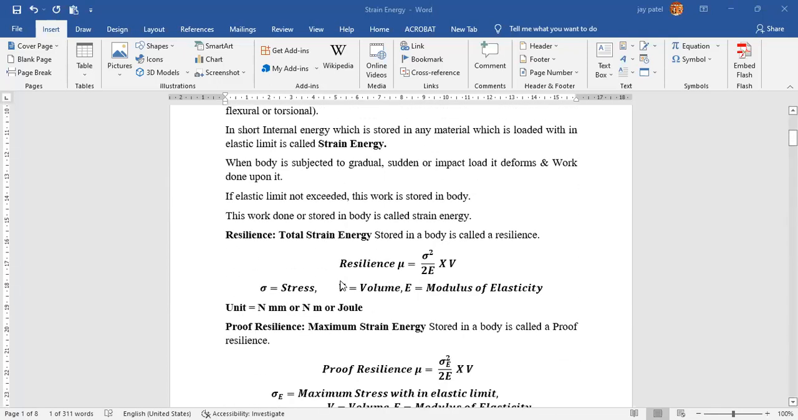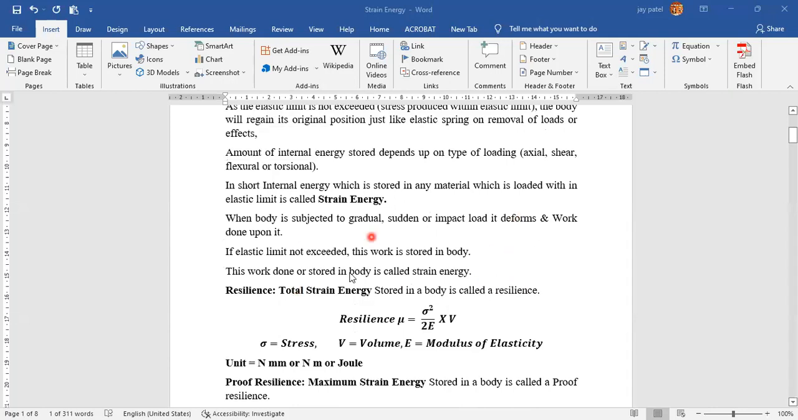Now there are a few important terminologies which are always asked in exams. First is resilience. What is resilience? Total strain energy stored in a body is called resilience. Whatever work is done on a body, the part stored as energy is known as strain energy. So the total strain energy stored is resilience, and its equation is U equals sigma square by 2E into V, where V is volume, E is modulus of elasticity, and sigma is stress. We will derive the same equation also, don't worry. The derivation is not asked, but we will derive how this equation actually comes.